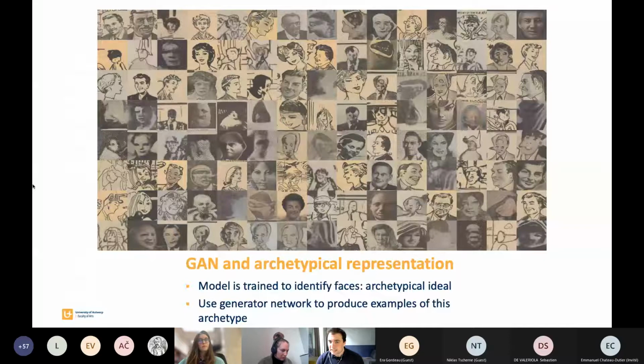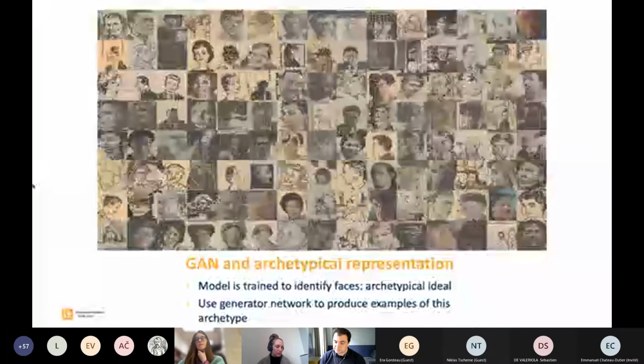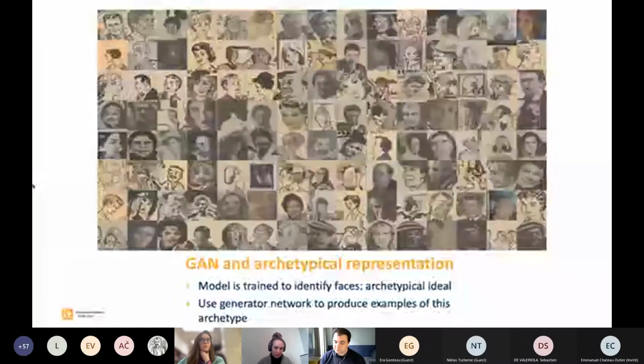This was more of an experiment, but I think it's also interesting that all these models which we have trained have, in the end, a sort of archetypical idea of what they are looking for. So in our case, they had a very archetypical idea of men and women in 1950s and 1960s advertisements. And nowadays, you can also use another technique called a GAN, or Generative Adversarial Network, to use this archetypical idea to create images from scratch, basically.